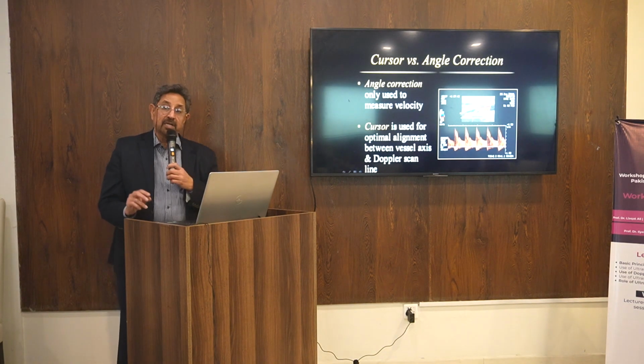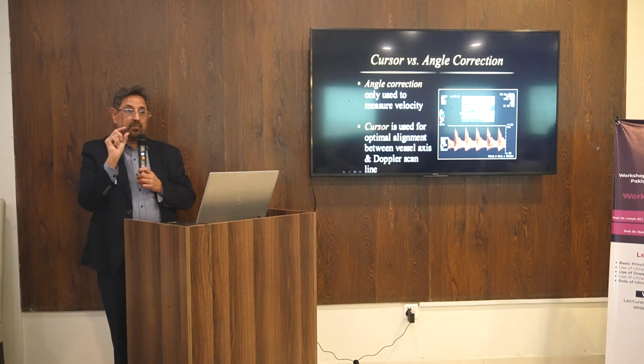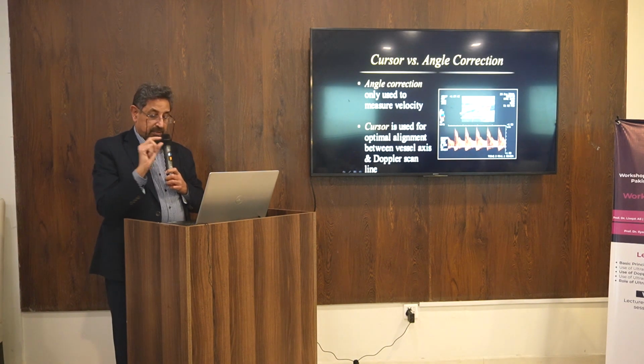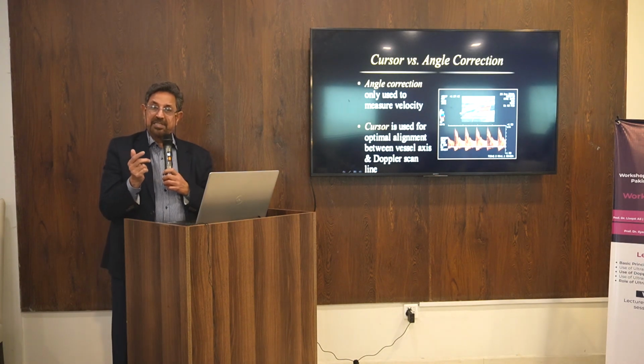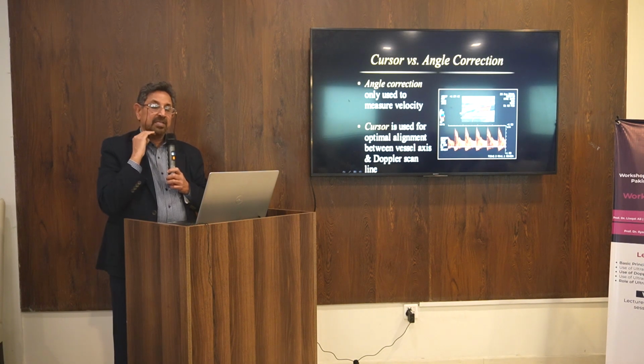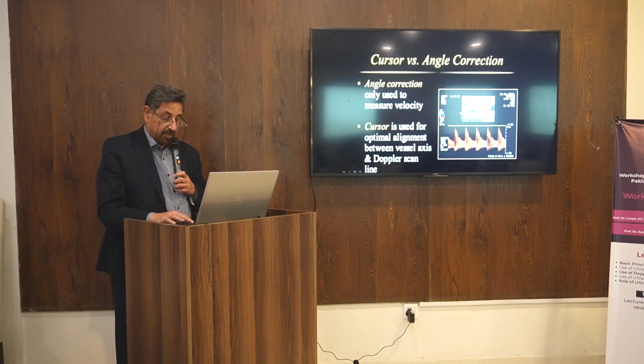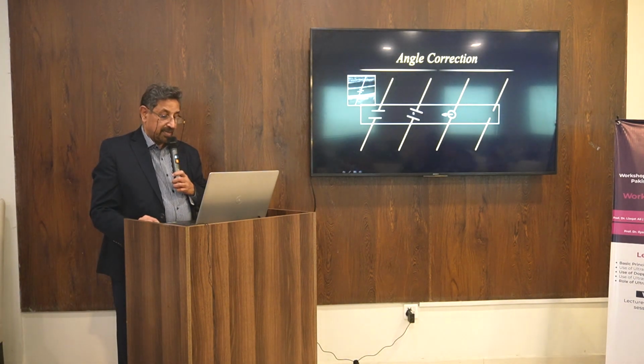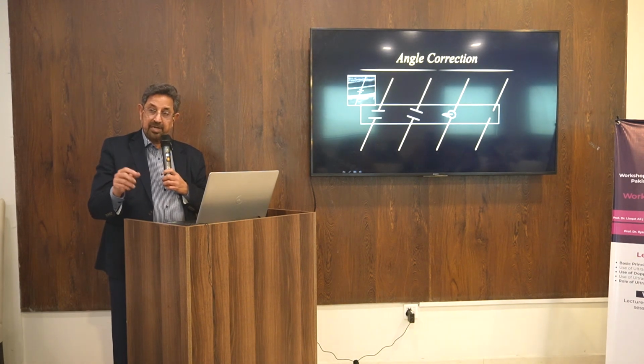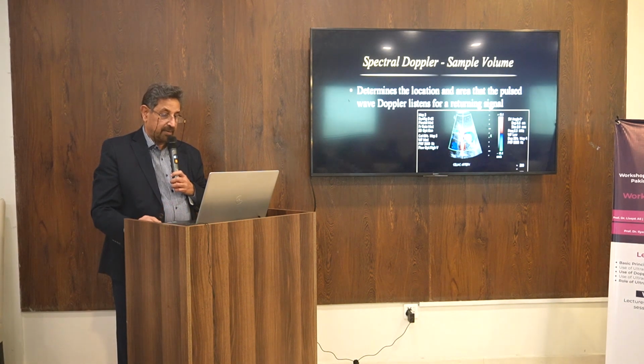Some people think the sample volume cursor, which is in different shapes on different machines, can be rotated, that they might be playing with the angle. It has nothing to do with the angle. This line is important, and there is another line which makes an angle with the vessel. This cursor is just a sample volume. To get the sample volume, it is not making any angle. For angle, there is another line. You have to rotate the machine. We'll show you in the practical session how to get that line.